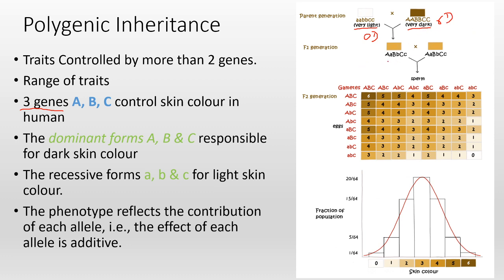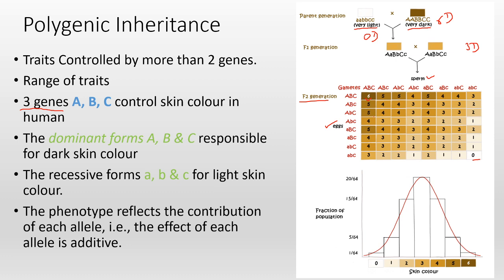Now in the F1 generation, it is all intermediate. So here you are going to have only 3 dominant and 3 recessive. Now in the sperm and egg, again you can have any 3 of these. So you can see in this Punnett square, we can have all the way from 0 dominant all the way to 1, 2, 3, 4, 5, 6 dominant.